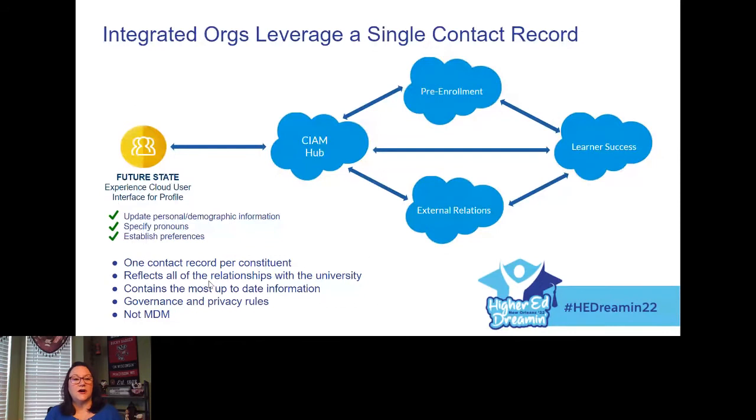So this is our future state. One contact record per constituent, seeing all of those relationships. It's going to contain the most up-to-date information. There are some things to work through, though. We've got some governance and privacy rules that we need to sort through. And just to be clear, this is not an MDM solution, master data management. This is just a way for us to leverage the work that's being done with a new CIAM solution.